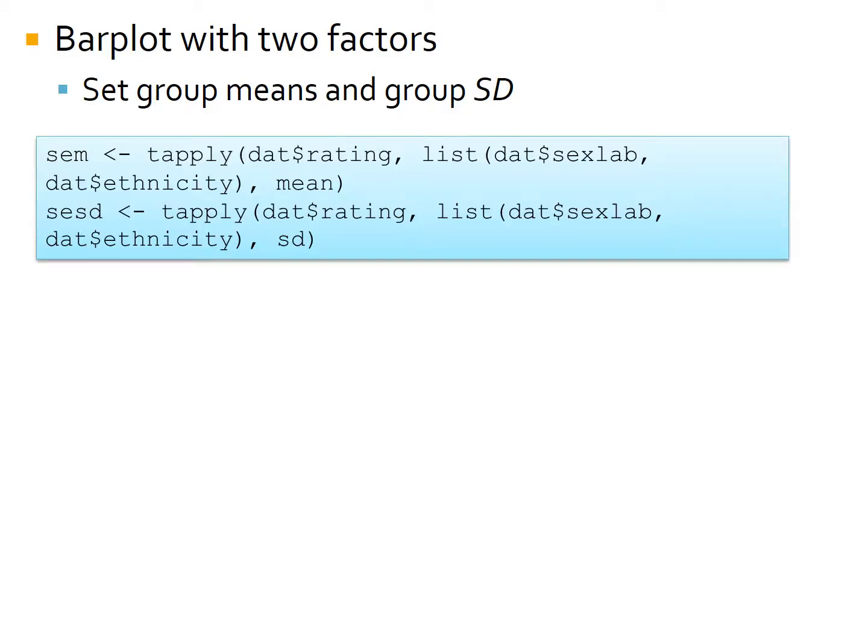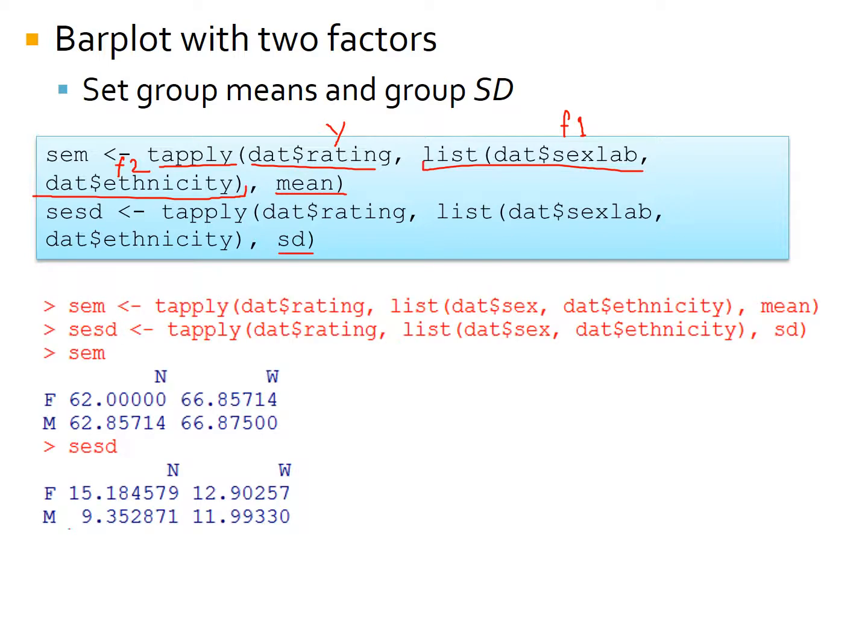So first, SEM means sex and ethnicity means. I use tapply, and this is the y variable, and this one is the factor. We need to combine them by the list function, and then this is factor 1, and this one is factor number 2, and the function is the mean. I do the same thing for the SD. Okay, so this is supposed to be the data: sex on the rows and ethnicity, non-whites and whites, on the column.